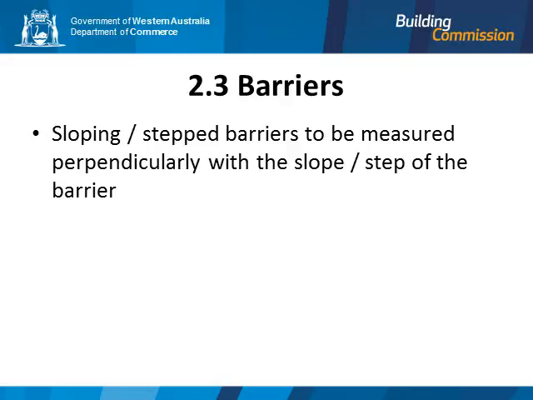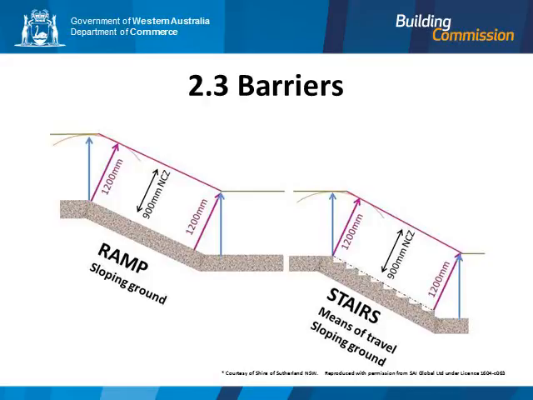Sloping and stepped barriers shall be measured perpendicularly to the ground surface beneath. For stepped areas, the barrier should be measured perpendicular to the nosing line. In this diagram, you can see the non-climbable zone and fence height being measured perpendicularly to the slope of the ground or the slope of the nosing line.